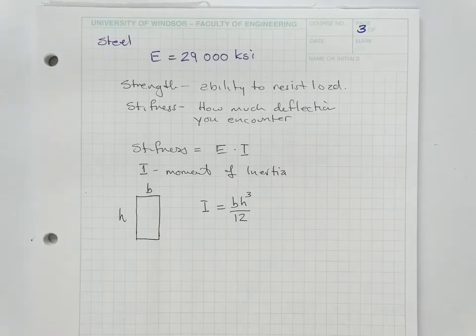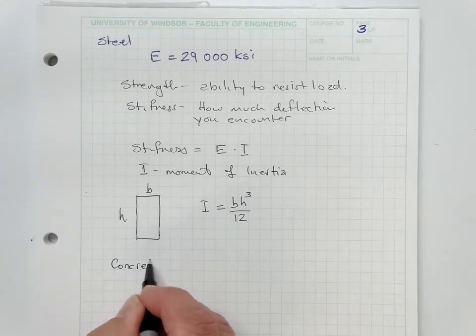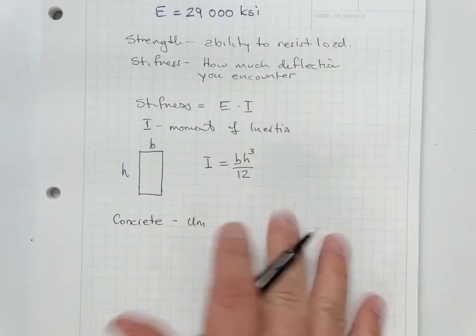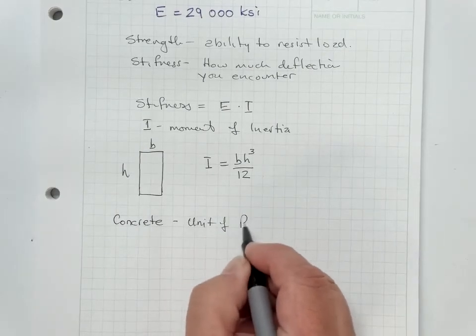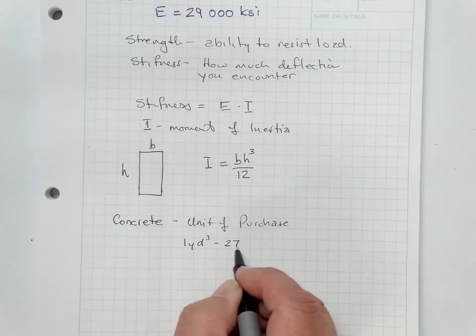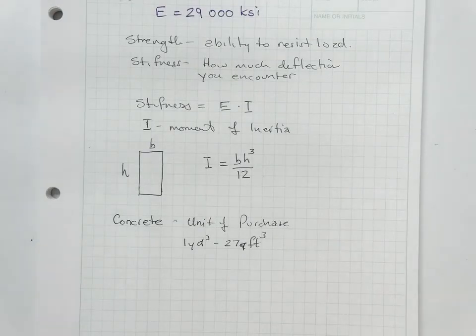And in order to do that, we have to deviate away from science, and go to engineering, whether that's contracting or design. So we're going to do a few things. Okay. Concrete, when you purchase it on a construction site, what's the unit of purchase typically? A cubic yard is 1 cubic yard, which is equal to 27 cubic feet. Right? 27 cubic feet.